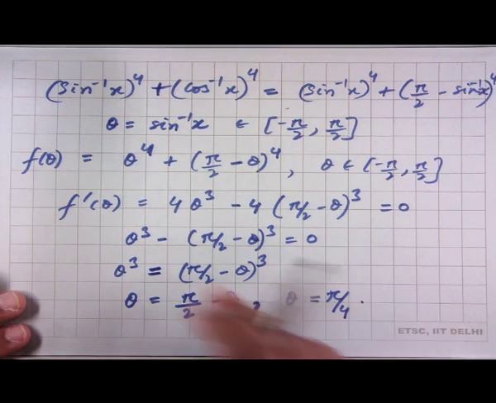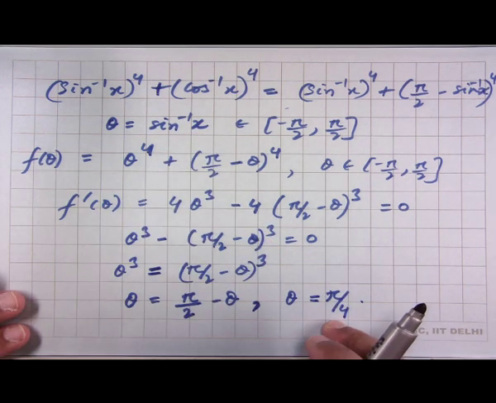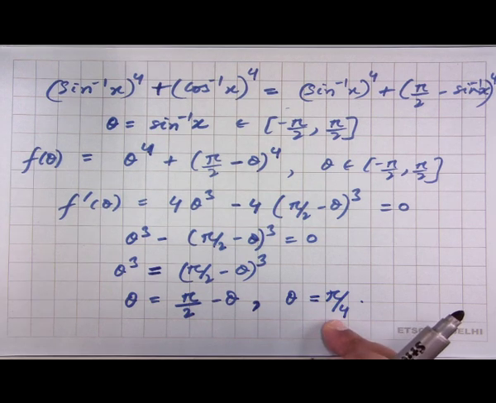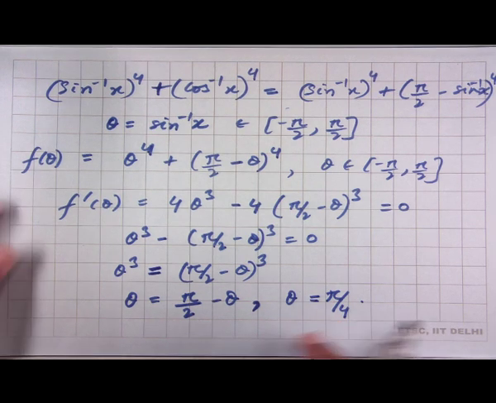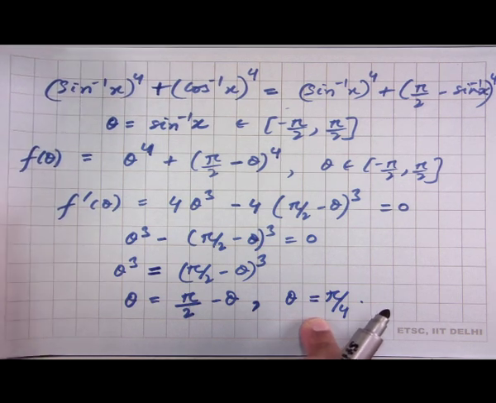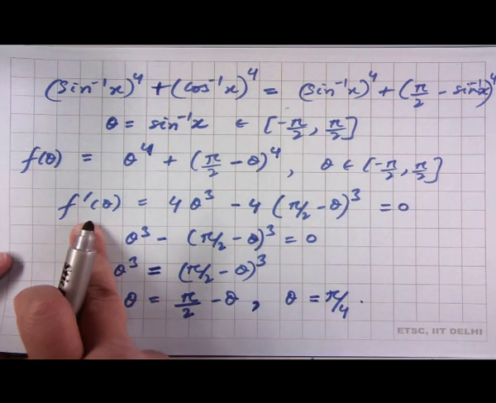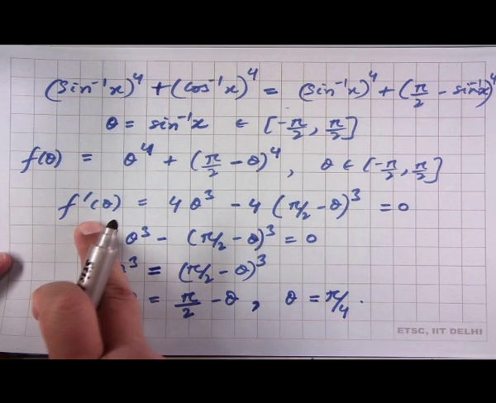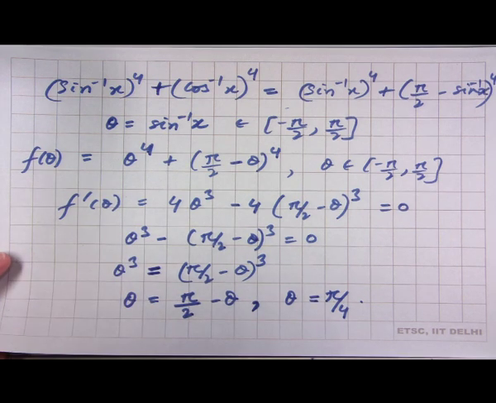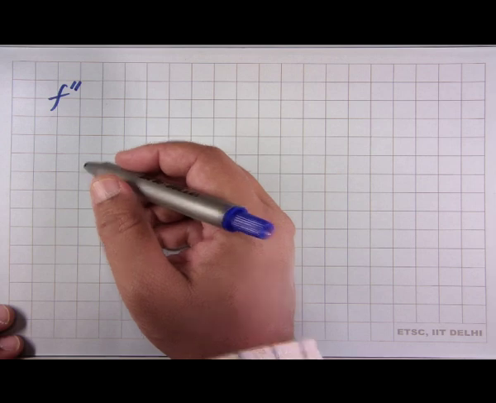And because x = sin θ, the corresponding value of x is going to be sine of pi by 4, which is 1 over root 2. Now, we have to see whether this is a maxima or a minima point, whether it is a maximum or a minimum, for which we have to take the second derivative of this function f(θ) with respect to θ.